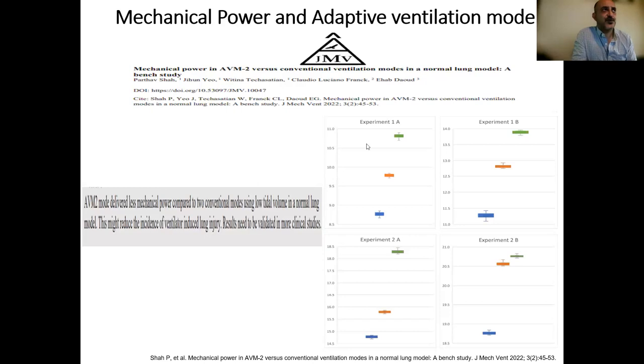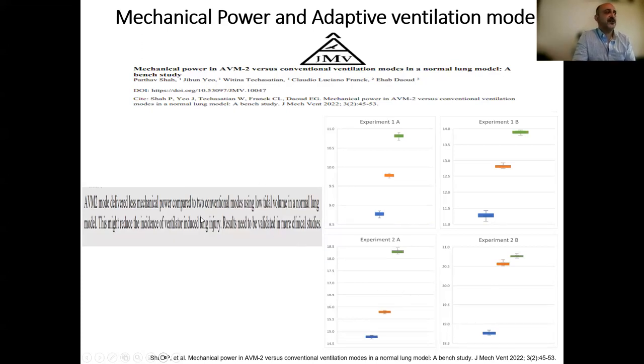So how about the evidence for adaptive ventilation modes or AVM2 mode in general? This is a study that we did, a simulation study, where we compared AVM2 versus conventional ventilation modes in a normal lung model. It's a bench study, with basically normal compliance, normal resistance. And we did it at two levels of percent minute ventilation. So experiment 1A here was with 100% minute ventilation, and experiment 1B was 150%. Same in experiment 2, 2A and 2B, but with a different, higher PEEP.